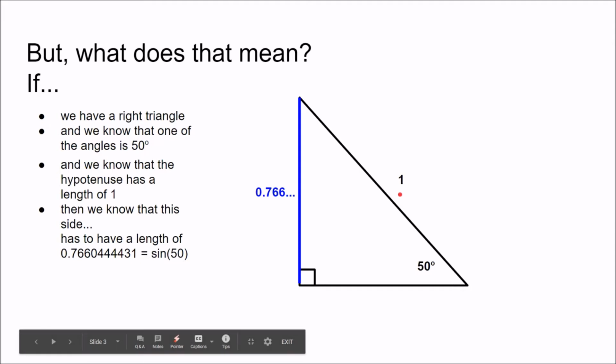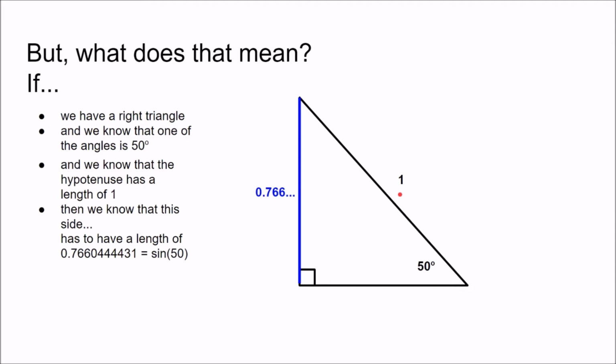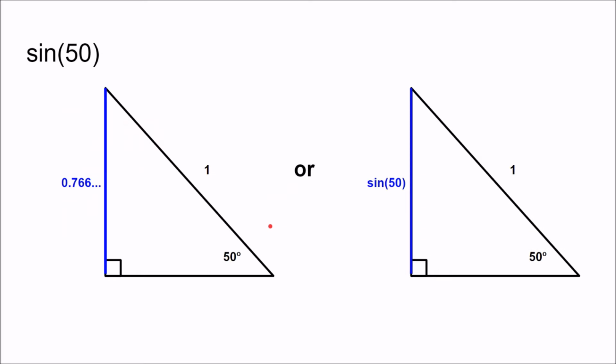Now this is for sine, and you can see we can label these either with a decimal value or with just the sine of 50. The sine of 50 is that decimal value. It's not referencing an angle, it's referencing a length of a side of a right triangle.